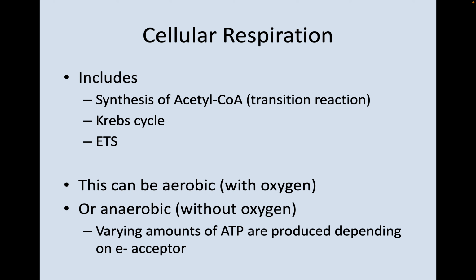Some microbial cells are able to move on after glycolysis to do cellular respiration. So this includes the synthesis of acetyl-CoA, the transition reactions, Krebs cycle, and the electron transport system. This can be aerobic, so it can occur with oxygen, or it can be anaerobic and occur without oxygen. And varying amounts of ATP are produced depending on what the electron acceptor is.